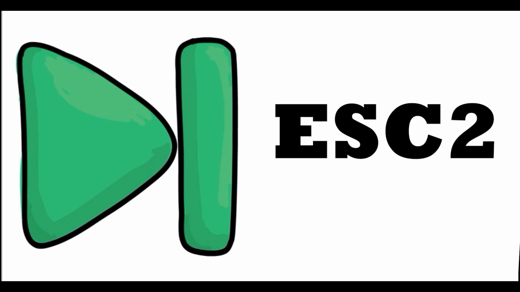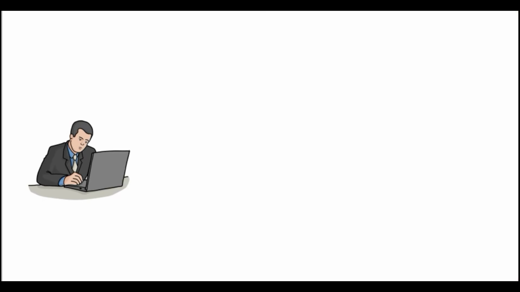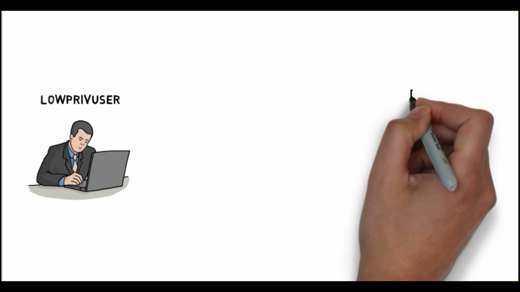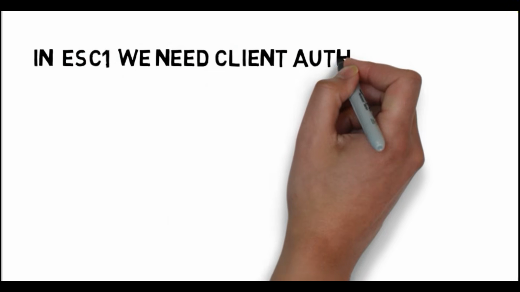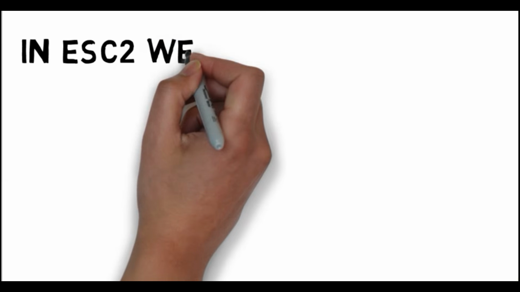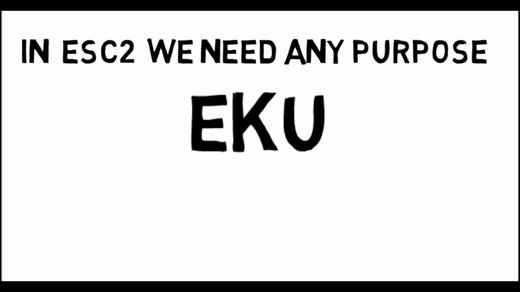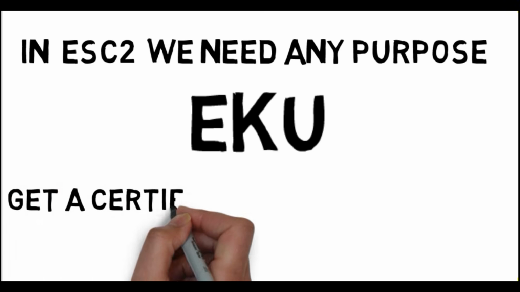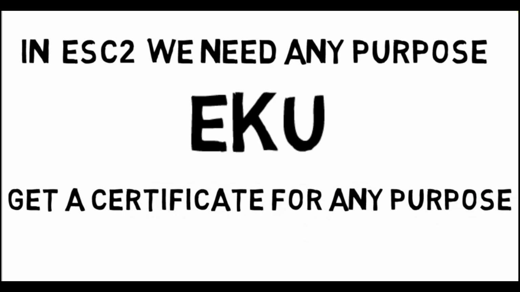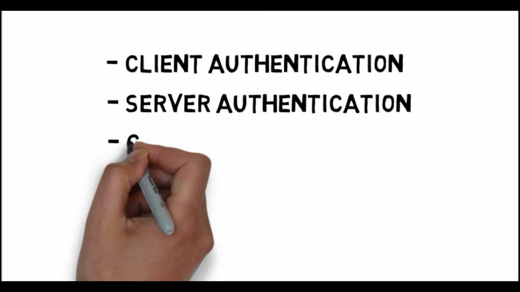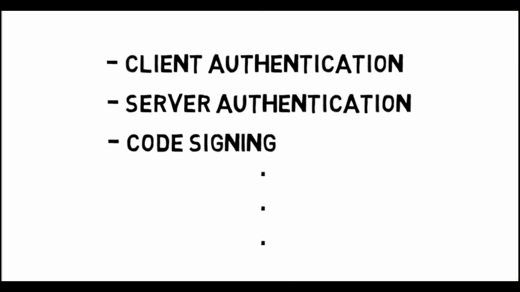Now, the next attack is ESC2, which is an escalation technique that will also allow us to move from a low privilege user that has enrollment rights to a domain admin. ESC2 is very similar to ESC1. The difference is that in ESC1, we need the client authentication EKU, and in ESC2, we need the any purpose EKU. The any purpose EKU primarily allows an attacker to get a certificate for any purpose, like client authentication, server authentication, code signing, etc. And we are interested in the client authentication EKU. This way, we can downgrade ESC2 to ESC1.